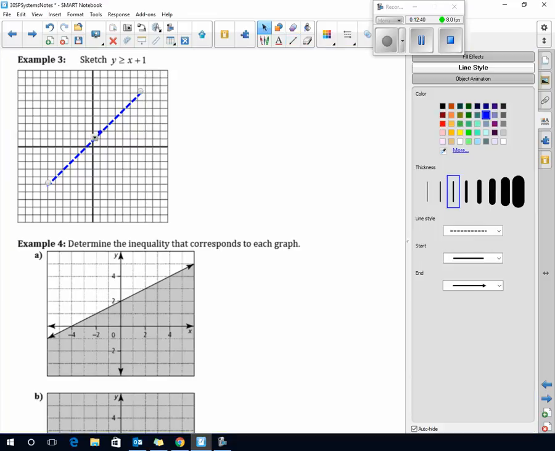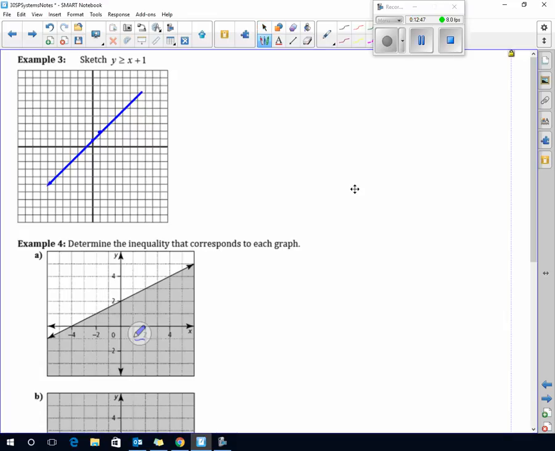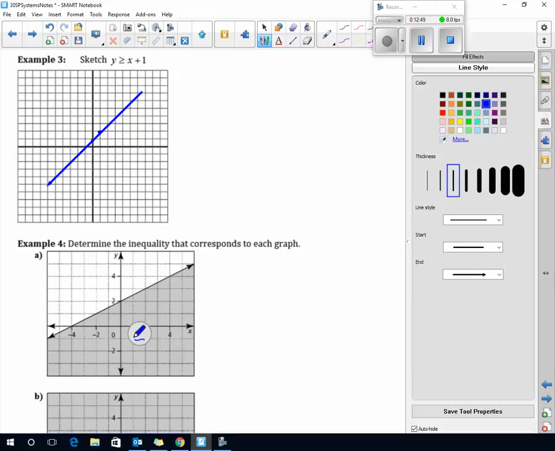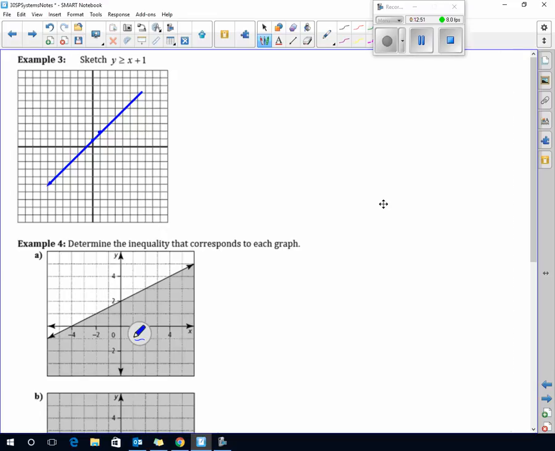Again, first I'm going to put my arrows. Yes? So which test point did you guys use? 0, 0 works great. So I'm putting 0 in. 0 plus 1. So is 0 greater than or equal to 1? No. That would be false. So I'm going to test another point just to make sure. 1, -1. Yeah, -1, 1 is a better one because you need to have it on the other side of the line.